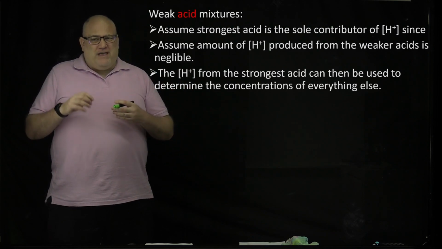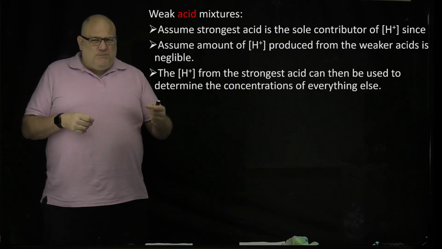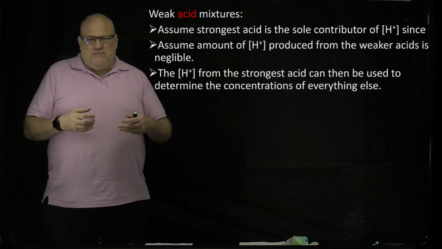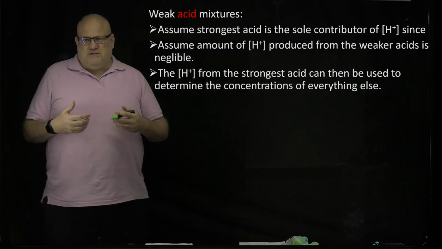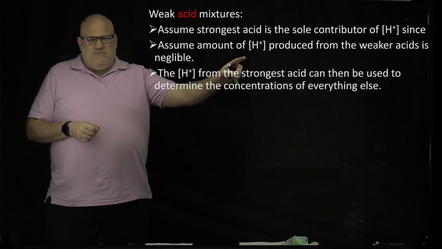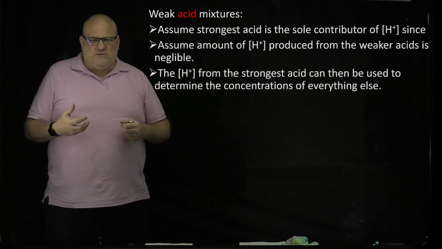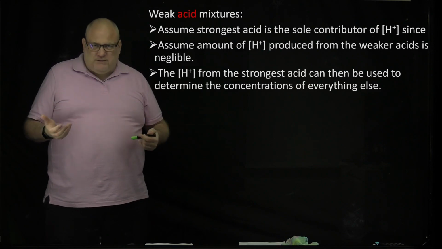If you had to worry about every single acid, if you had multiple acids in a container, and how much each one produced and add them all together, it would be a nightmare because they'd all be messing with each other's equilibriums. So here's what we're going to assume. We're going to assume that the amount of H plus produced from all of the weaker acids is nothing compared to the amount of H plus produced by the strongest one. And then we're going to use that H plus to solve the rest of the problem.